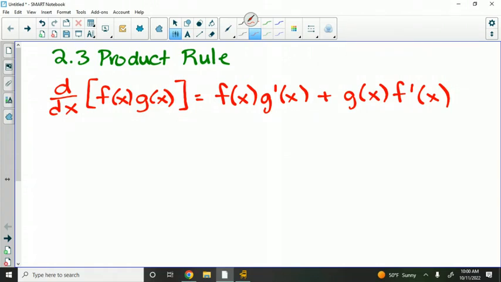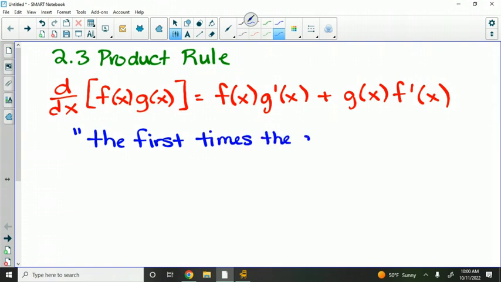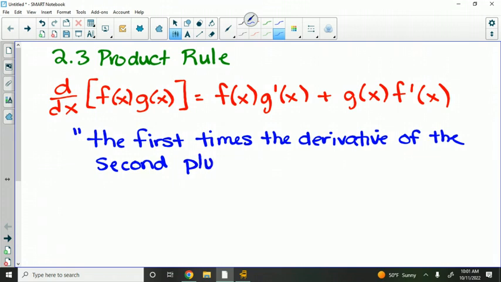Now, along with this, we're going to be getting into lots of different rules, and all of the symbols will start to seem overwhelming. So I try to come up with little sayings if that helps you better to know what this is. So I'm going to write down the saying. Whether you like thinking formulas or you like thinking sayings, I'm going to put: the first times the derivative of the second, plus the second times the derivative of the first.